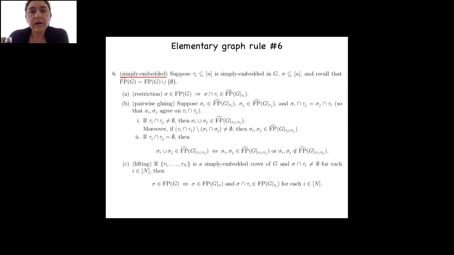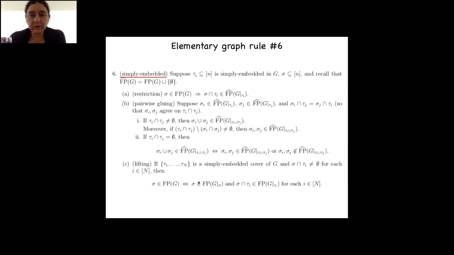This leads us to another elementary graph rule, which has to do with simply embedded subgraphs. When we have that simply embedded structure, this is the main one, the pairwise gluing rule, where we can infer the fixed points for the graph that's obtained by taking the union of those supports. And then you can continue gluing and get the larger network.